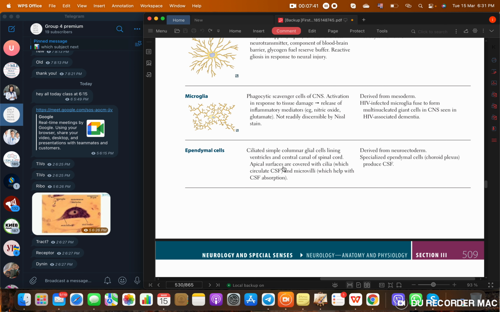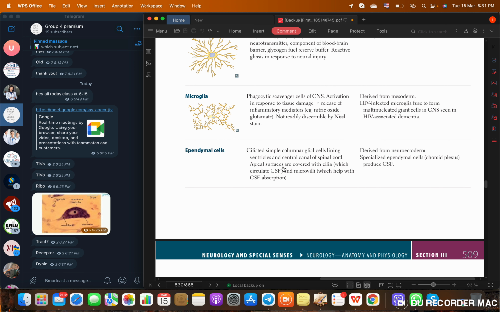Not readily discernible by Nissl stain. So what does that mean? It will not stain with the Nissl stain. Why? Because it does not contain rough endoplasmic reticulum. It does not have that. However, it has the nitric oxide and the glutamate. We'll learn more about these two neurotransmitters in the near future. However, you must know that it is the phagocyte, which is the macrophage of the brain.